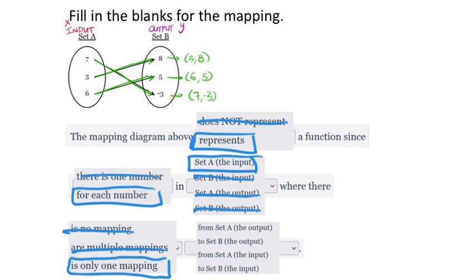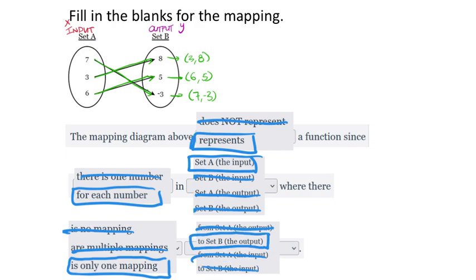Since for each number in set A, the input, there is only one mapping, and to me, I think there's two answers for this. From set A, the input. But I think what they want on this one is set B, which is the output. So see, I almost circled this one. But it's saying the input. Set B is an output, right? We have this up here. So we know set B is an output. It should go to set B.